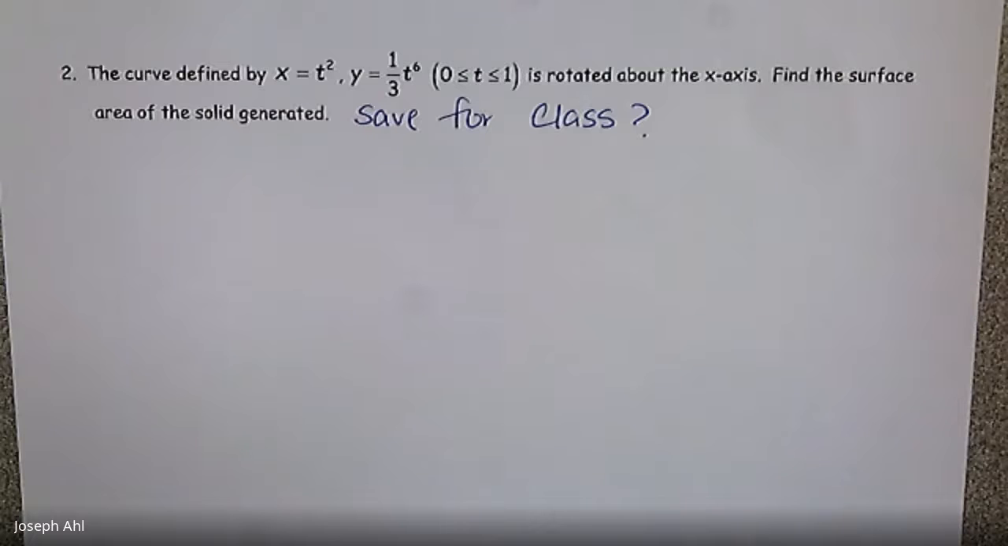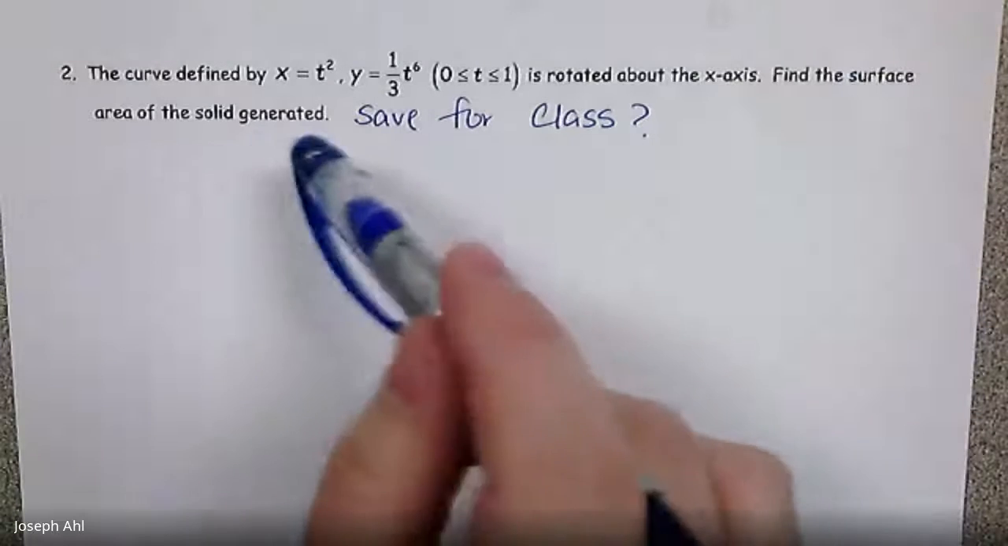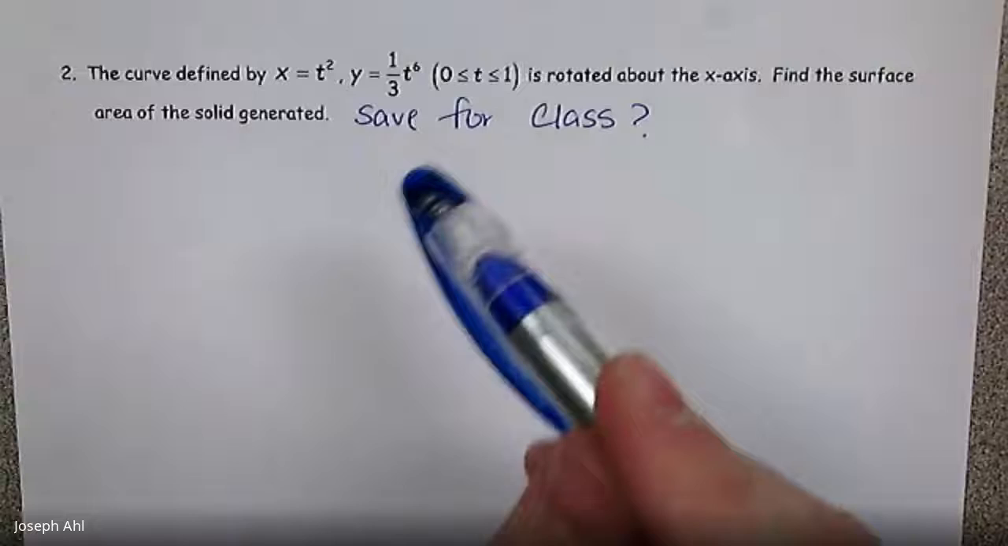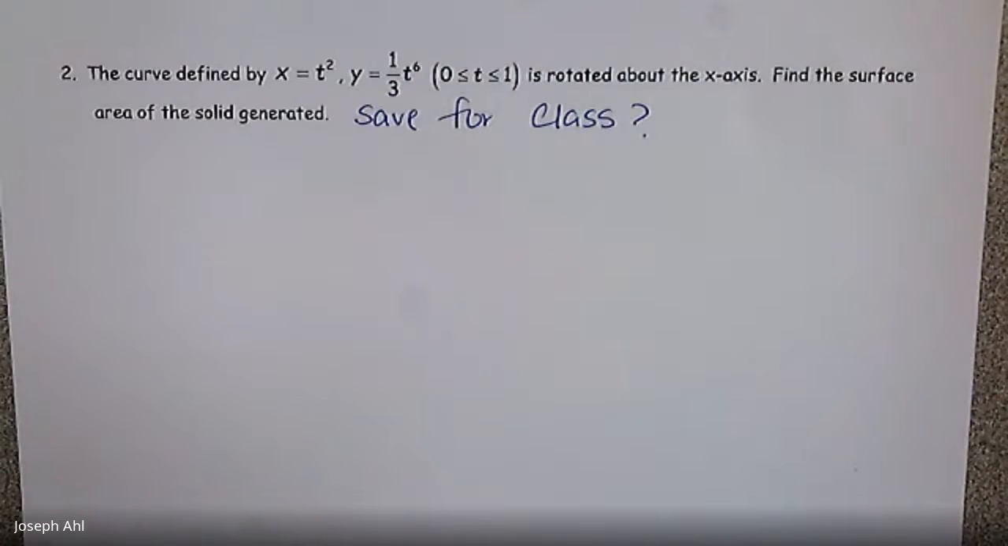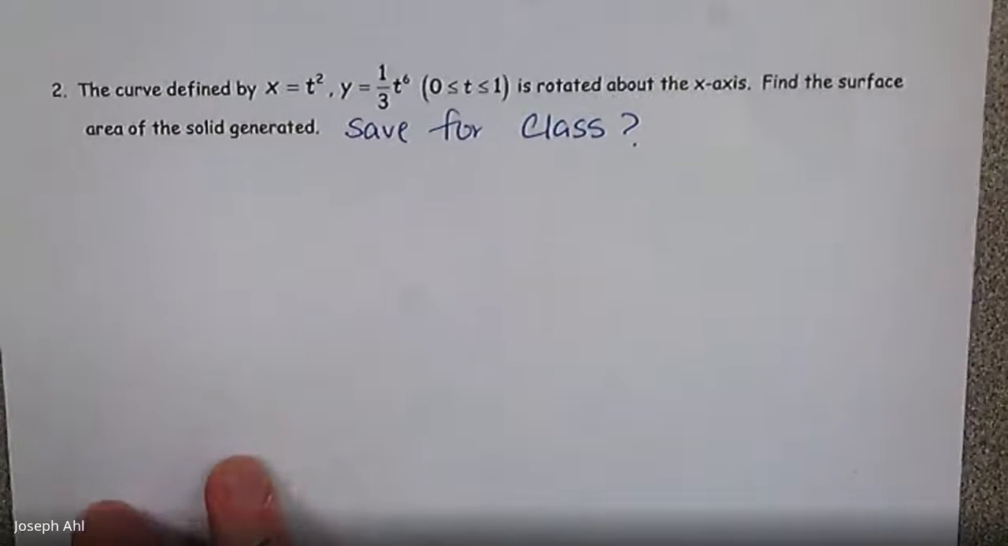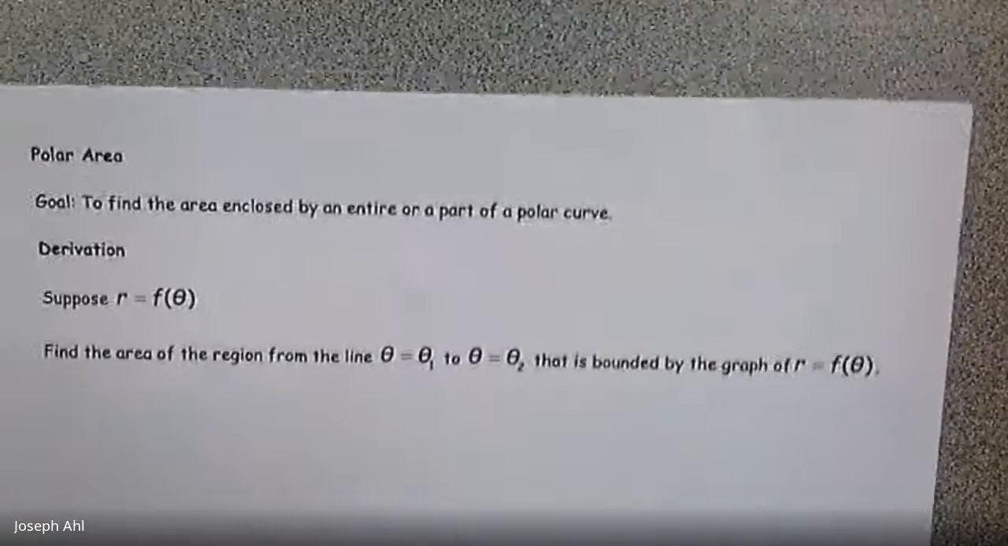And then it says, find the surface area if we take this curve right here and rotate it about the x-axis, what would be the generated surface area there. So if you had that all set, again, you could save that for class if you want. Let's get right into polar area.